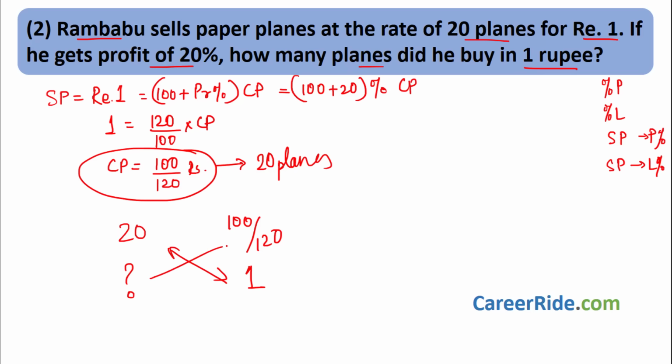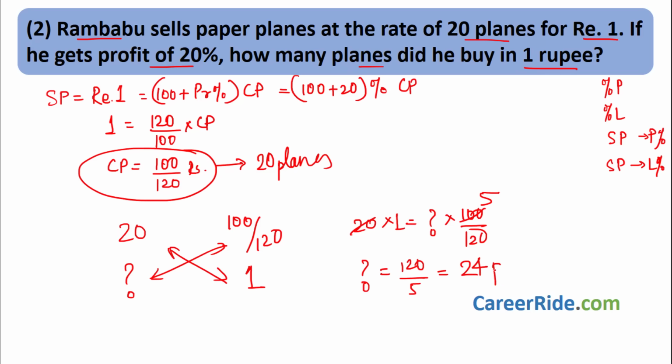Simply cross multiply. What do we get? 20 into 1 equals question mark into 100 upon 120. This comes out to be 5. The question mark comes out to be 120 divided by 5. That would be 5 2s are 10, 20, 24. So 24 planes can be bought in 1 rupee.